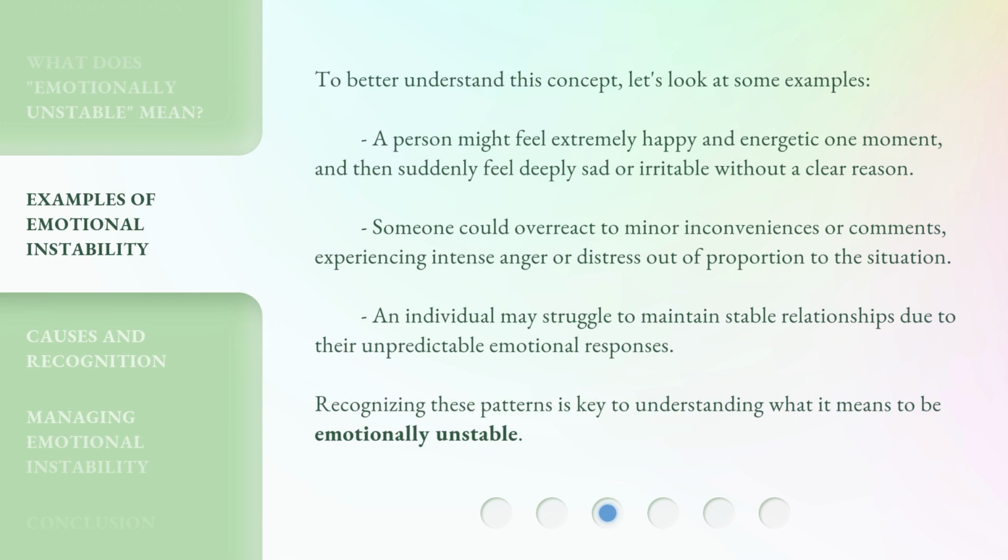To better understand this concept, let's look at some examples. A person might feel extremely happy and energetic one moment, and then suddenly feel deeply sad or irritable without a clear reason. Someone could overreact to minor inconveniences or comments, experiencing intense anger or distress out of proportion to the situation. An individual may struggle to maintain stable relationships due to their unpredictable emotional responses. Recognizing these patterns is key to understanding what it means to be emotionally unstable.